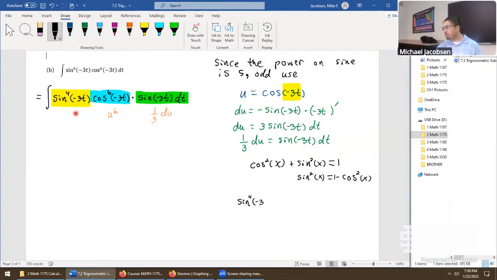Sine power 4 of negative 3t, first, doesn't feel like it even fits into this identity at all, but you can force it to work. Anyone know how to just make it work one way or another?